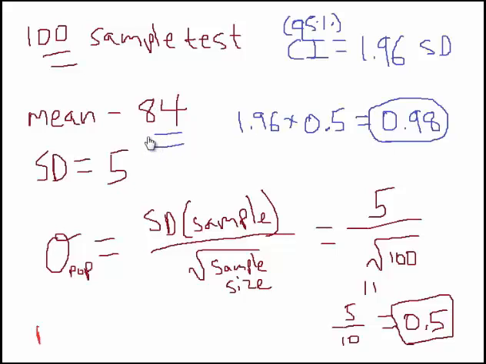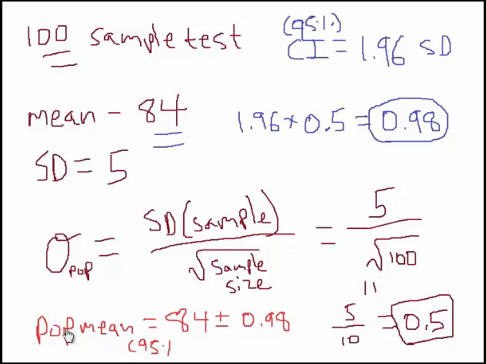I'm going to write this on the bottom. The population mean, the mean of the entire people, is going to be 84 plus or minus 0.98. And this, of course, is certain to a 95% confidence interval. In the next section, let's look at another example.